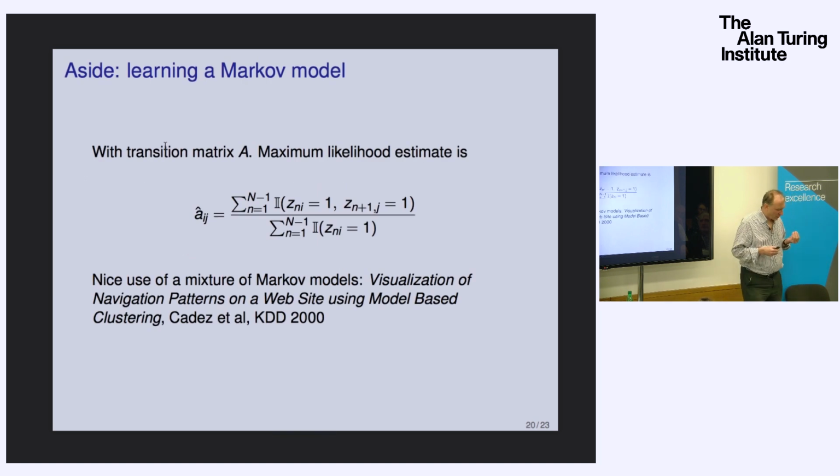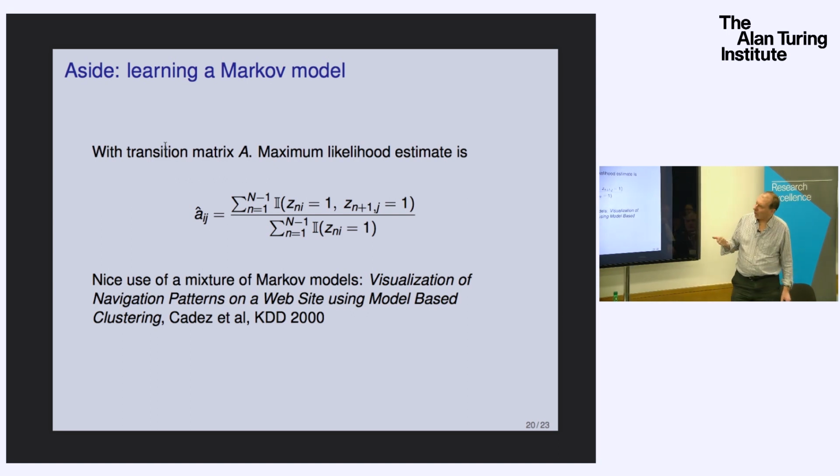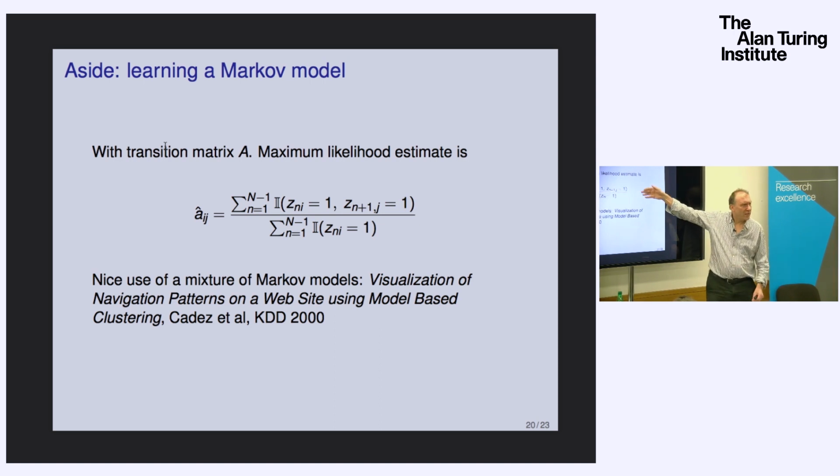First of all, if we learn the Markov model, then it's fairly intuitively obvious that if we're interested in going from state i at time n to state j at time n plus 1, a natural estimator of that probability is to count the number of times we go from i to j and divide by the number of times we're in i and we go anywhere. That's what this notation says. And I'm just pointing out there's a nice paper that makes use of mixtures of Markov models. So that's the estimator if we knew the Zs.